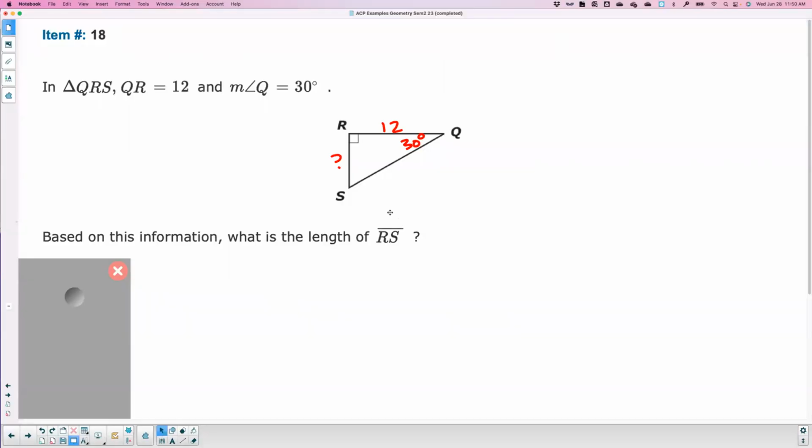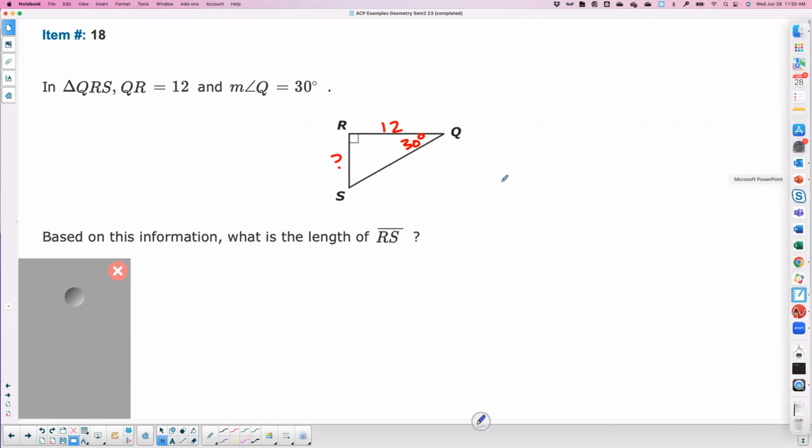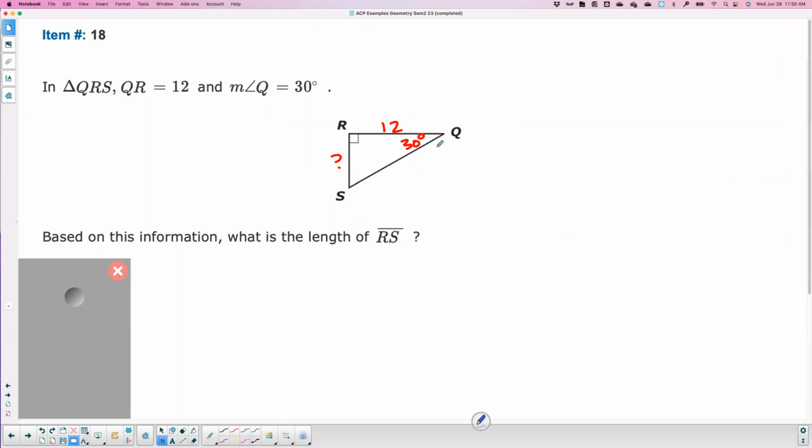Okay, we said you could use trig. You could also use special right triangles. Which way do you want to do it? Let's do special right triangles. If this is 30, this is 90. How many degrees go here? 60. Now I don't have a formula chart here.